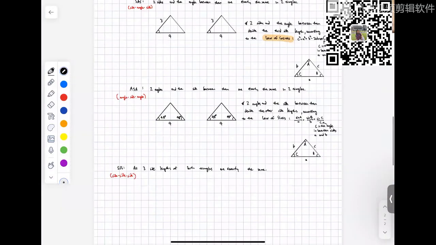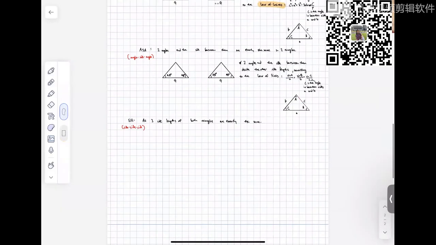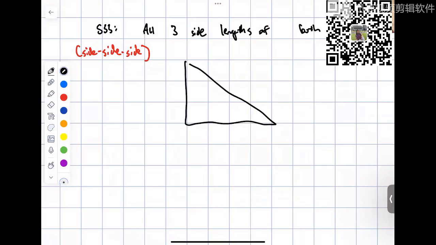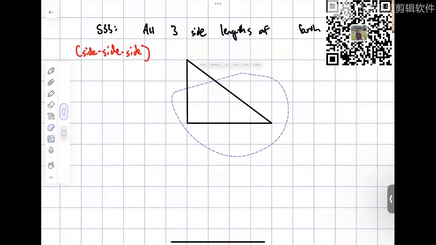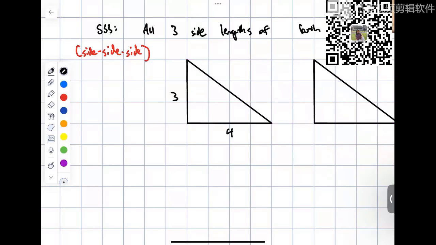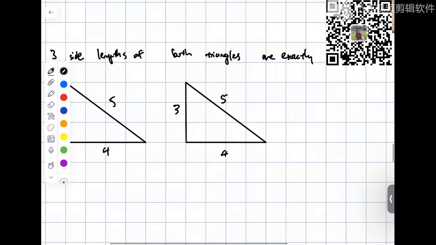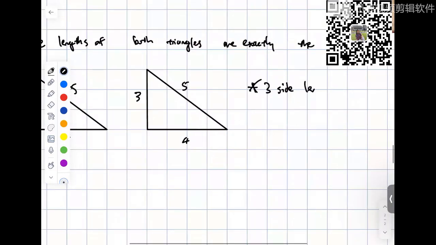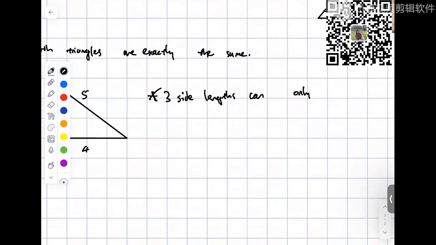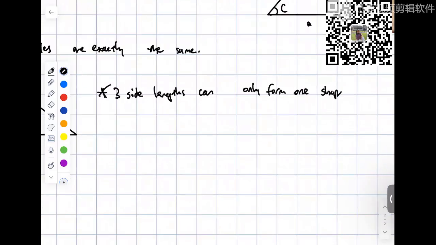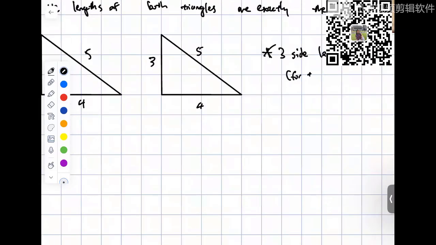For example, I'm just going to go back to the example of the 3, 4, 5 triangle. And this is because there's a really unique quality of a triangle, which is that if you have 3 side lengths, you can only form one shape. Let me write that down. 3 side lengths can only form one shape for triangles only. But this is not true for 4 side lengths.